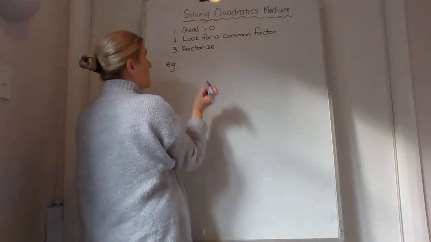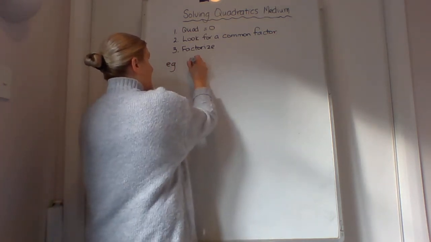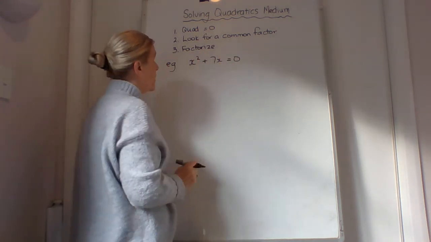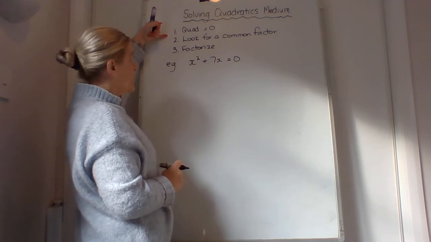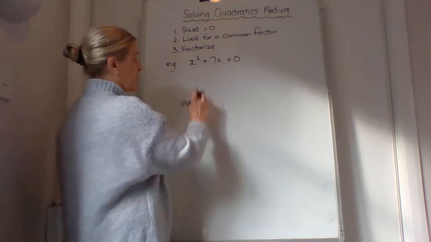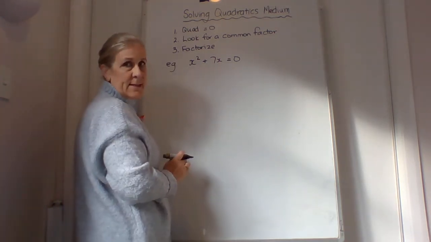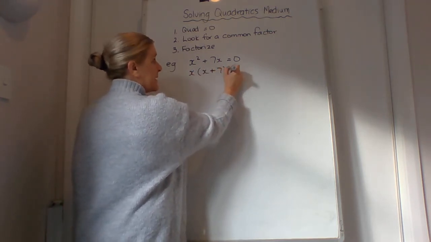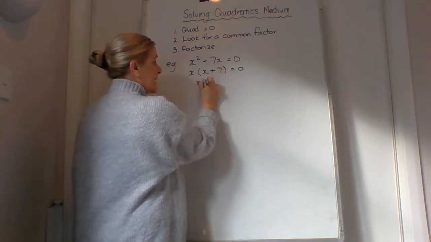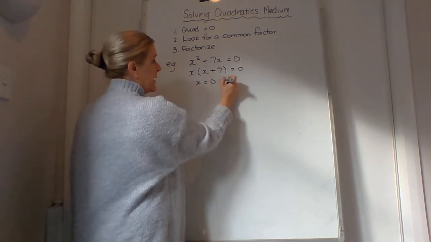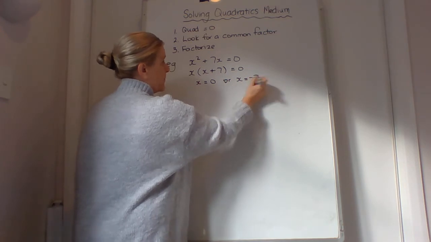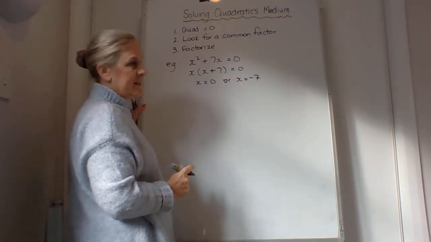We've got x squared plus 7x equals 0. So tick the quadratic equals 0. Look for a common factor. What's common to x squared and x? Okay, x. Then we've got x plus 7 equals 0. So x equals 0 for this one, or negative 7 for this one. All right, so that's a pretty easy one.